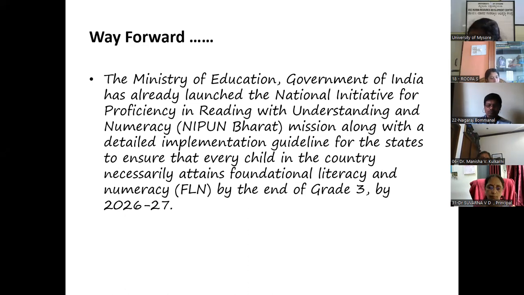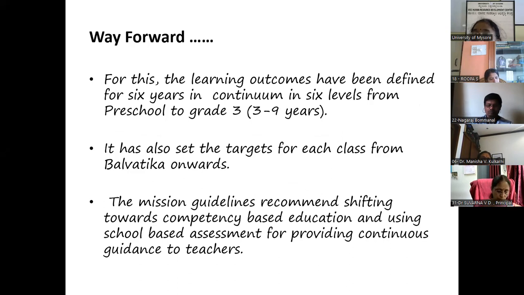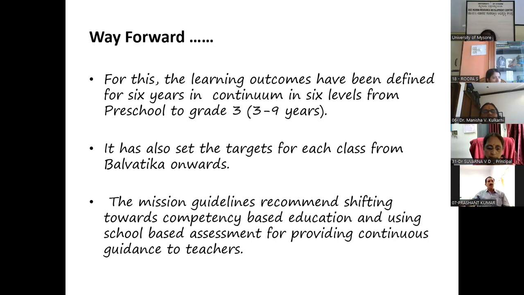So let us see how they have gone about. For this, the learning outcomes have been defined for 6 years in continuum in 6 levels from preschool to grade 3, because now kindergarten is also included. So 3 plus 6, 9 years. And it has also set the targets for each class from Balavatika onwards. Balavatika or Anganwadi or kindergarten, whatever you call. It starts from the age of 3. Of course, still some mothers are cautious. They put their wards to school at 2.5 years only.